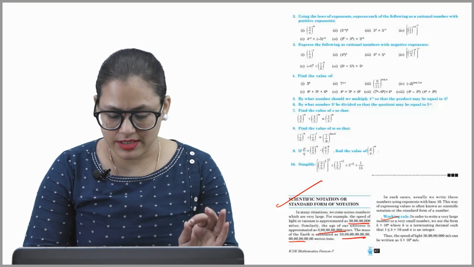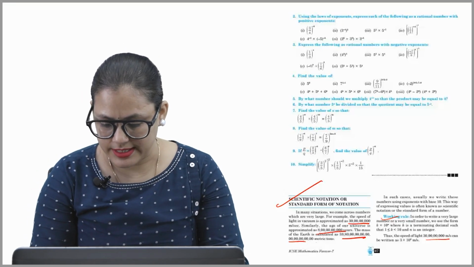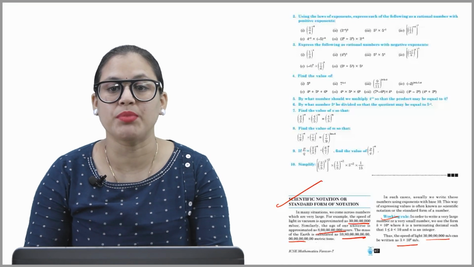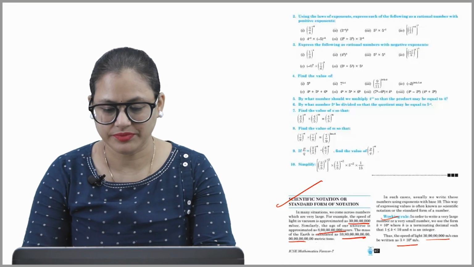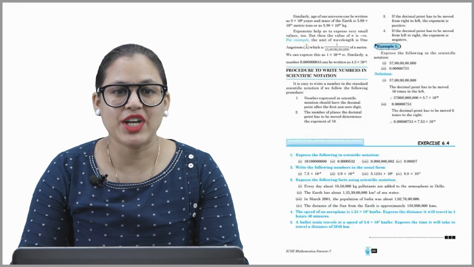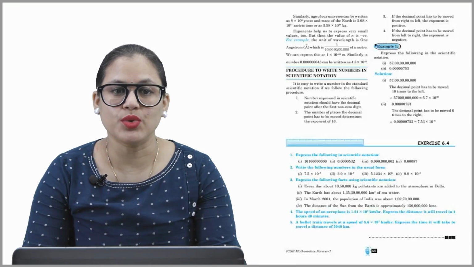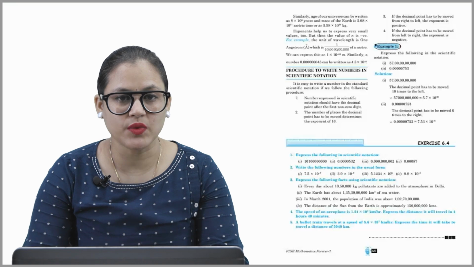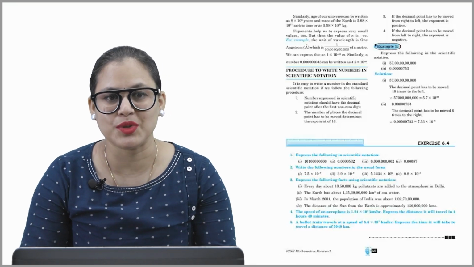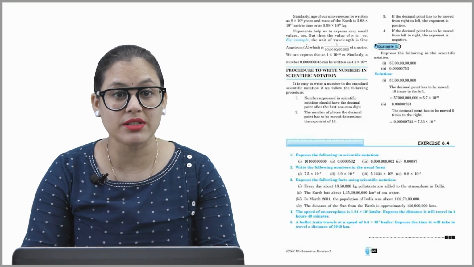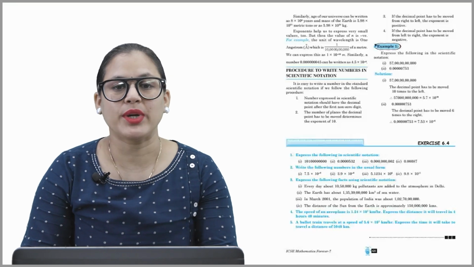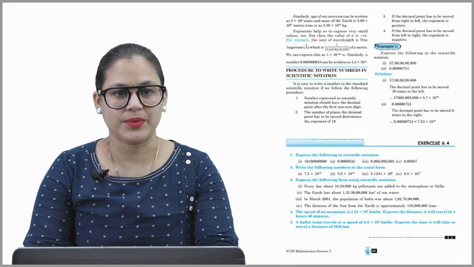Thus, the speed of light is written as 3 into 10 raised to the power 8 meter per second. Similarly, age of our universe can be written as 8 into 10 raised to the power 9 years, and mass of the earth is 5.98 into 10 raised to the power 21 metric tons, or as 5.98 into 10 raised to the power 24 kg.